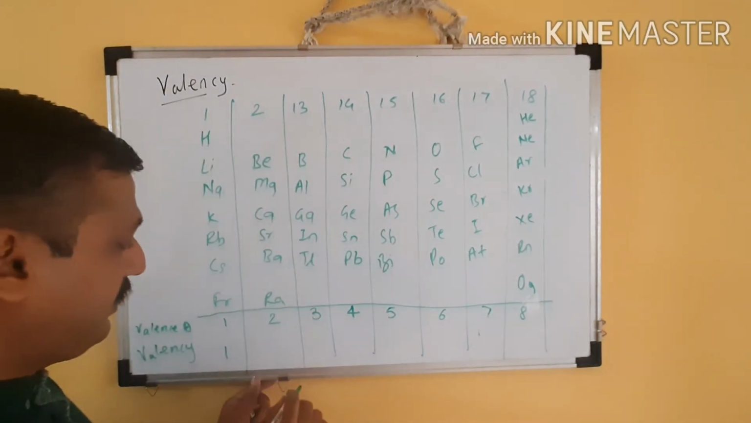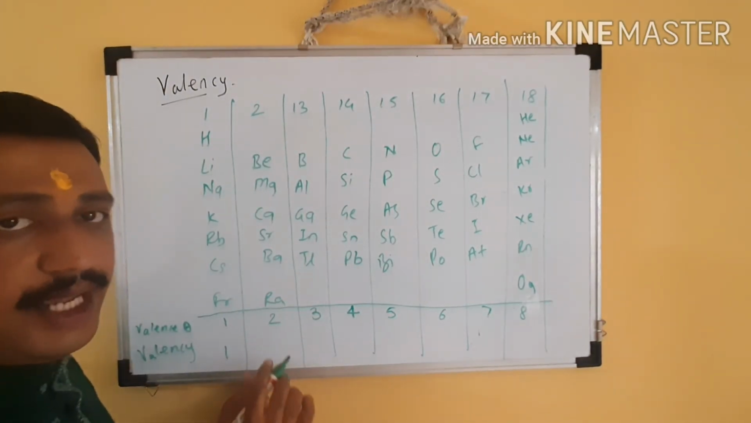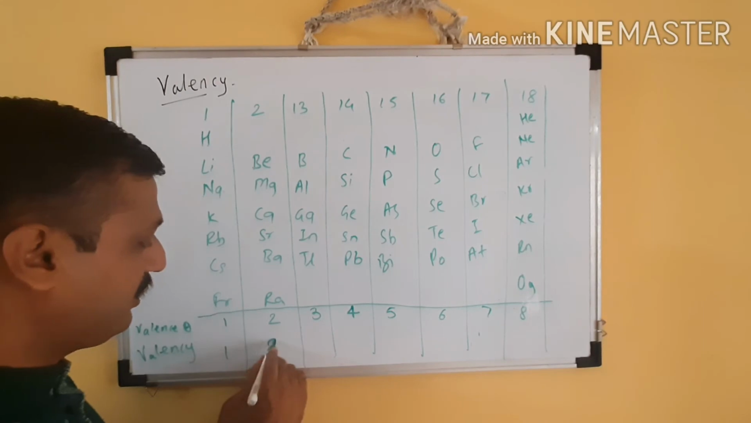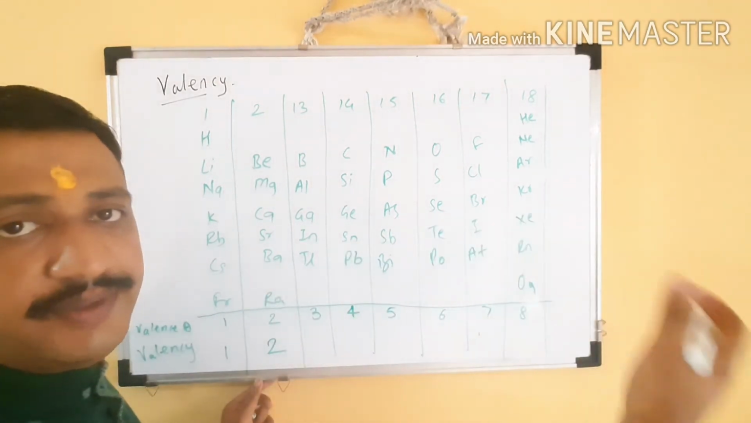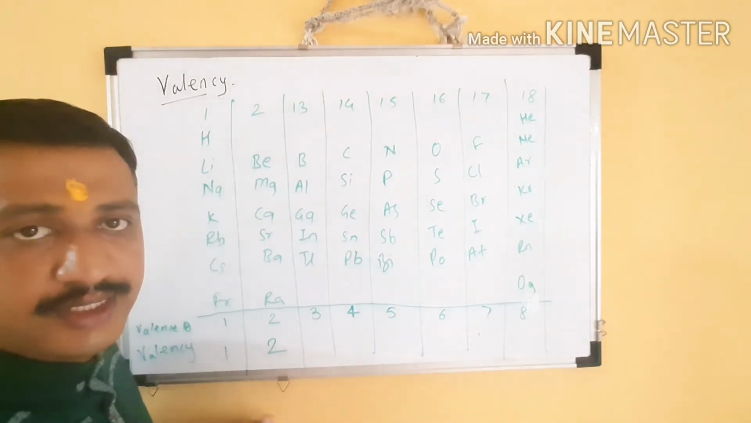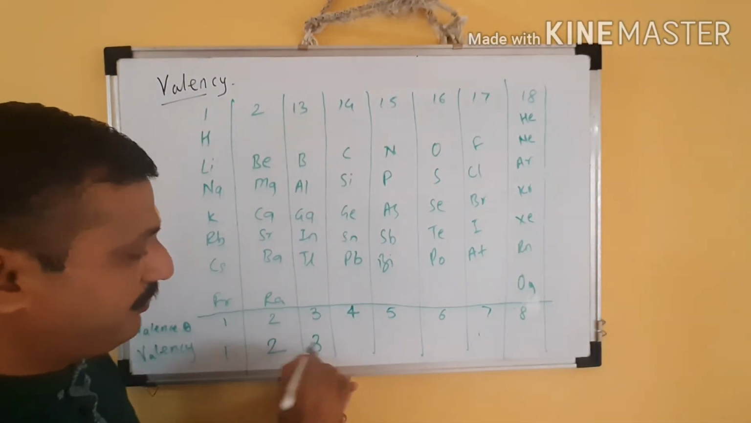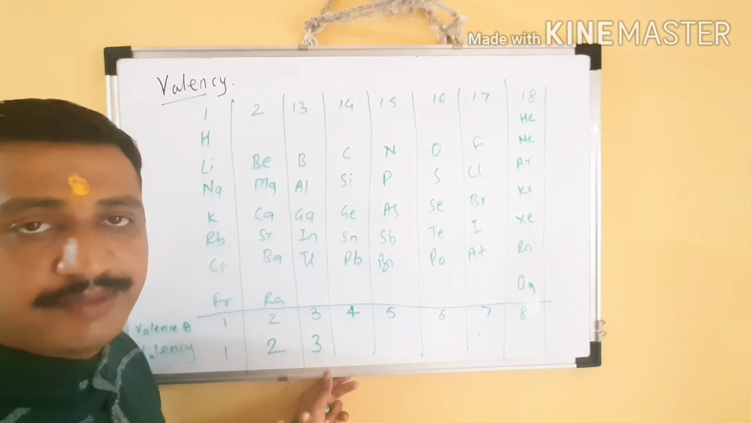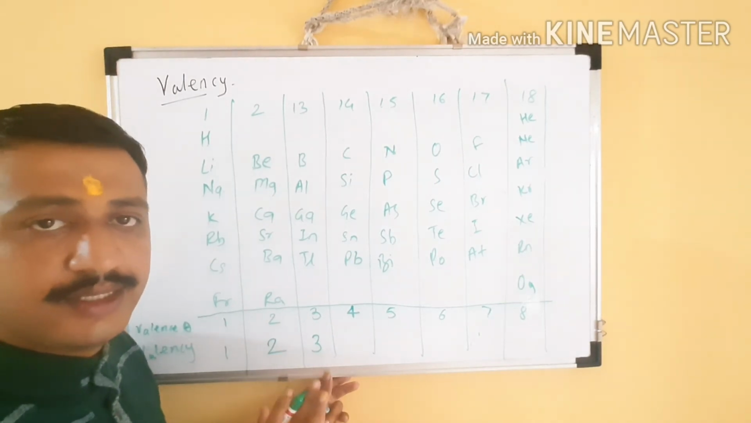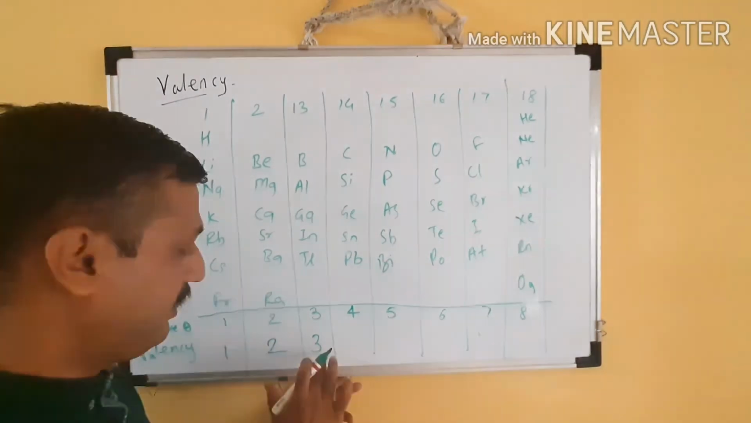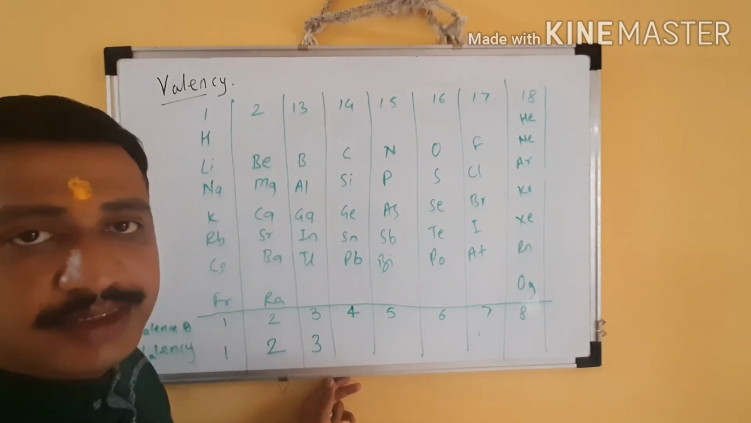Group second elements, these are the alkaline earth metals, and these elements have 2 electrons in the last shell. To attain stability they will lose their 2 valence electrons, and that's why their valency is 2. Here these 13th group elements will lose 3 electrons and attain stability. They'll get a stable electronic configuration. That's why their valency is 3.